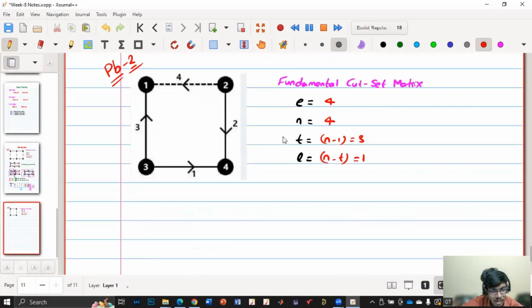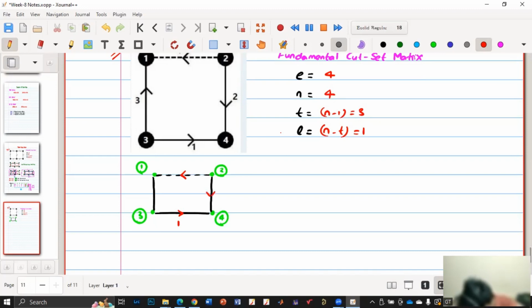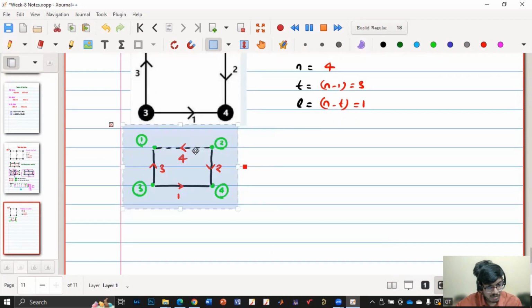So first let me draw the small diagram of this one. So here 1, here 2, here 3, here 4. And this is dotted, this is a line, this is a line, this is also a line. So this is my 2, this is my 1, this is my 3, this is my 4. And the current direction is, this is 1, this is 2, this is 3, so this has to be 4. So now let me enlarge it. So how many cut sets, fundamental cut sets, will we have here?